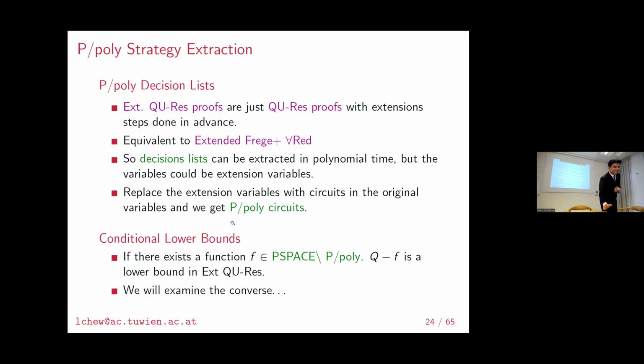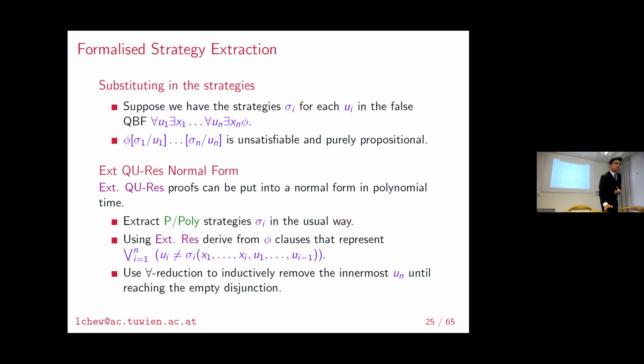What's more interesting is there's a kind of converse to this as well, which I'm going to get onto. Okay, so remember that when we have the strategies for the universal variables, if we substitute them back into the matrix, we actually get a purely propositional statement that is also unsatisfiable. When we get to that, we can start thinking about our propositional proof systems.